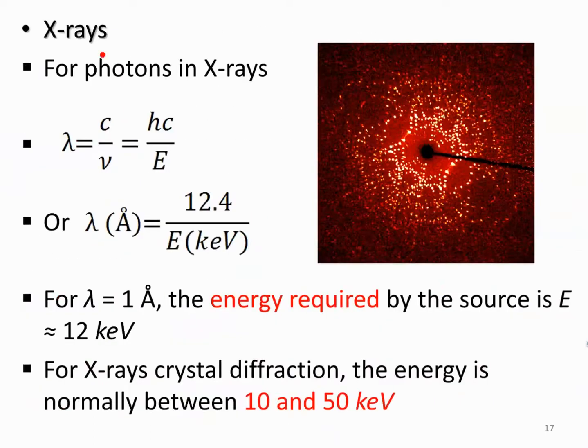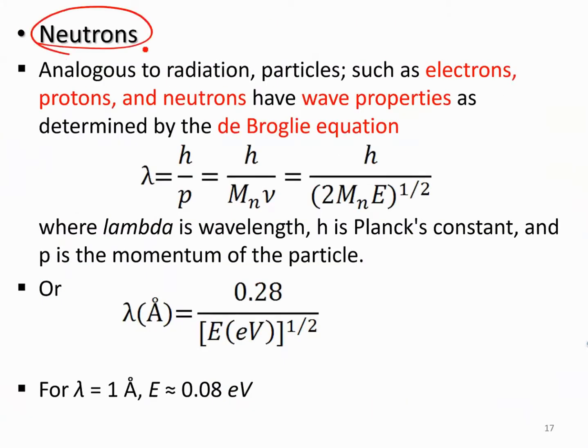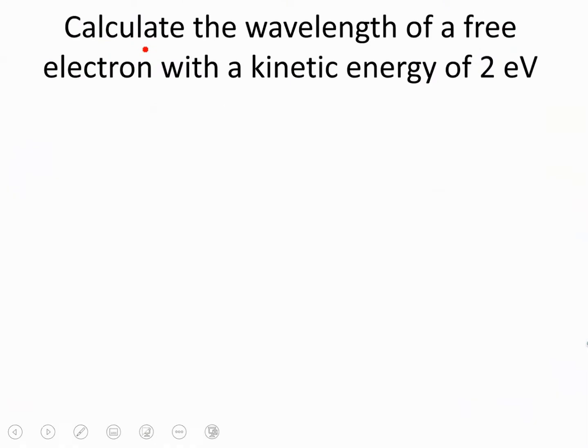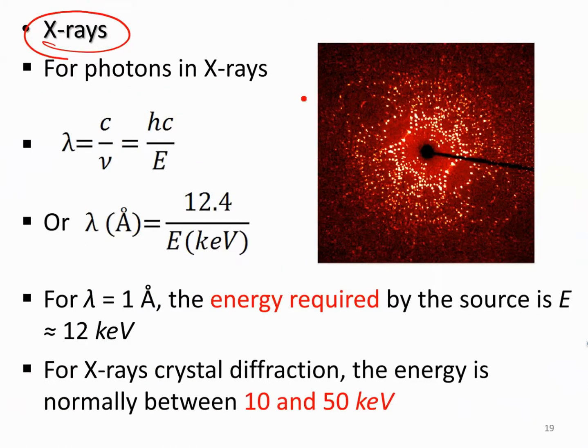Okay, so there are a few sources that we can use. The first one is the X-ray. The second one is the neutron. And the third one is the electron. Okay, so I will start from the X-ray.